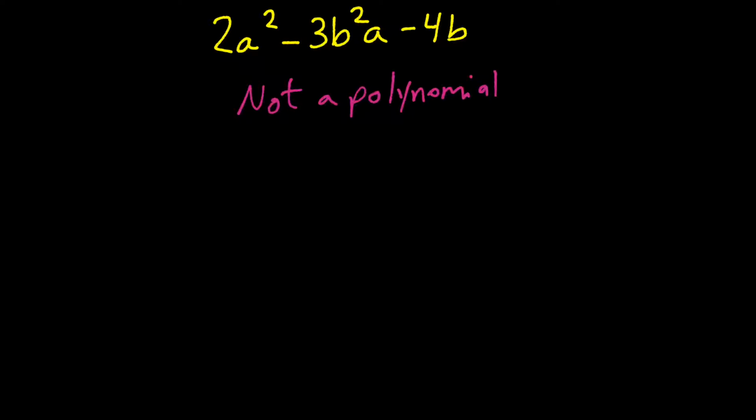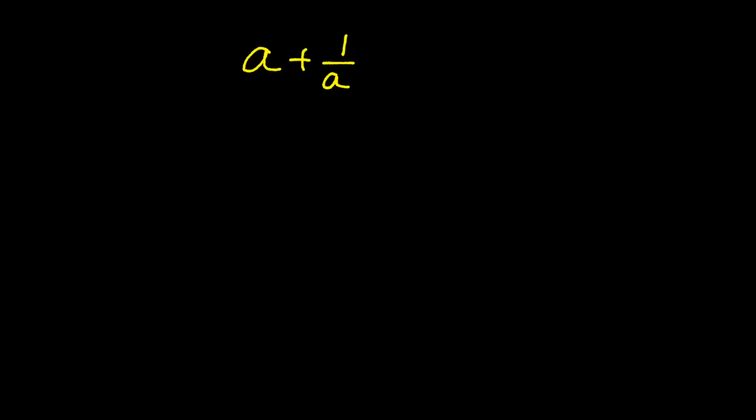Let's look at one more example. Here we have a plus 1 over a. Is this a polynomial? You might start off by saying yes, because we have just the letter a. But this brings in the other part that I mentioned at the beginning of the video, that you cannot divide by a variable in a polynomial. Or, another way to think of it is, you cannot have a negative exponent. So if I were to rewrite this, I would have a to the first, which is positive, plus a to the negative first. And the fact that I have this negative right here, it's not going to be a polynomial.